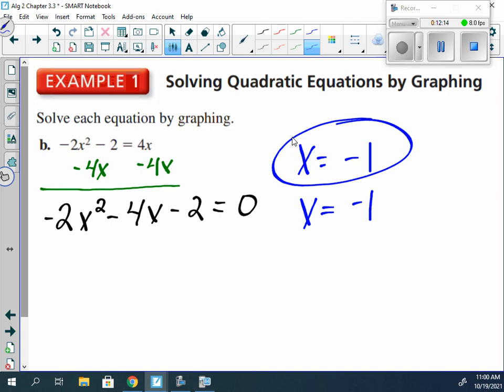But every quadratic will have 2 solutions. They may not be unique solutions, meaning they're not both different, because we could have x is equal to -1 and x is equal to -1. There's 2 at that location. But there's still going to be 2 solutions. They're just the same value.